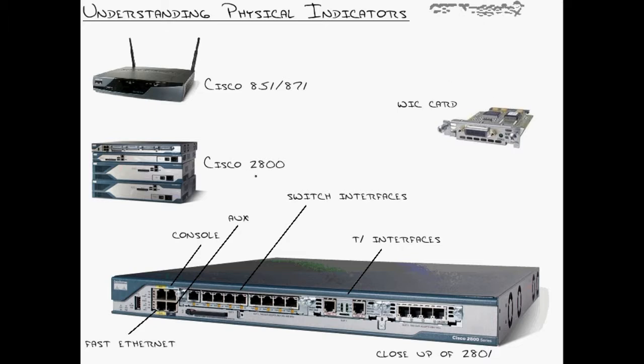Below that is their mainstream routers, the 2800 series. This is what you'll find in a lot of medium to large businesses, a lot of these types of routers, and you can move up to the 3800 and 7000 series. I mean, there's a lot of series of routers. But the beauty is they all run the same iOS.